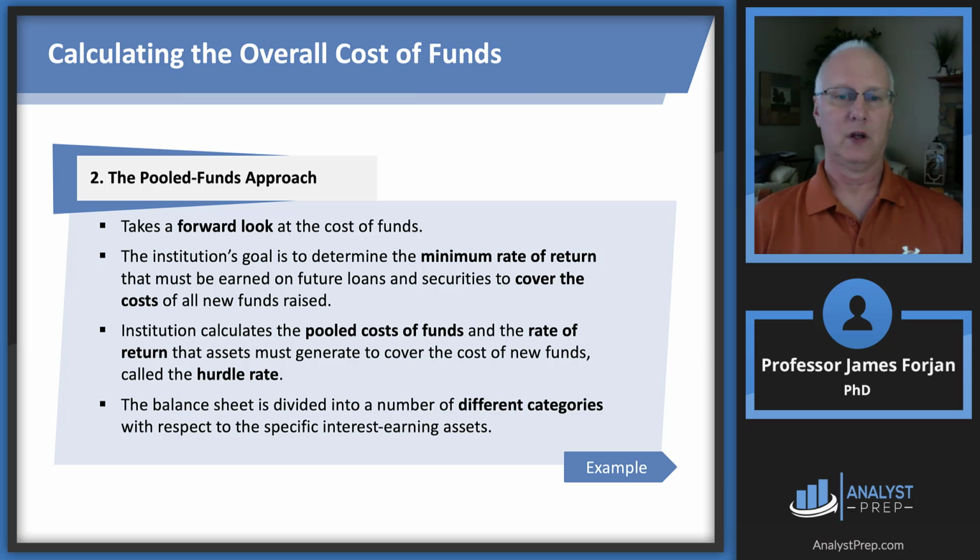Now, of course, there are times when the historical approach is not fully appropriate. Then we move to the pooled funds approach, and this just looks forward, right? So what we say is, let's look at our goals. So that we have a minimum rate of return that we know we must earn on future loans and securities that cover all of the costs of the new funds that are raised. Think of that minimum rate of return as maybe a hurdle rate. And so we're going to break these down into some different categories.